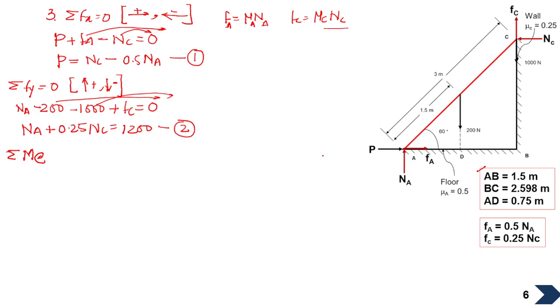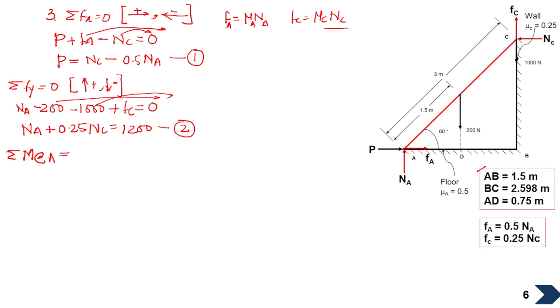Yes, it is there. What you have to see is which support has the maximum number of reactions. We have a reaction P here, we have NA here, we have FA here, 3 reactions here. Similarly, we have FC here, we have NC here, we have 1000 here. So we have 3 reactions at both the supports, so here we can choose either support. But if you have maximum reactions, say 3 here and 2 there, you should choose support A in any other problem. So let us choose support A here.